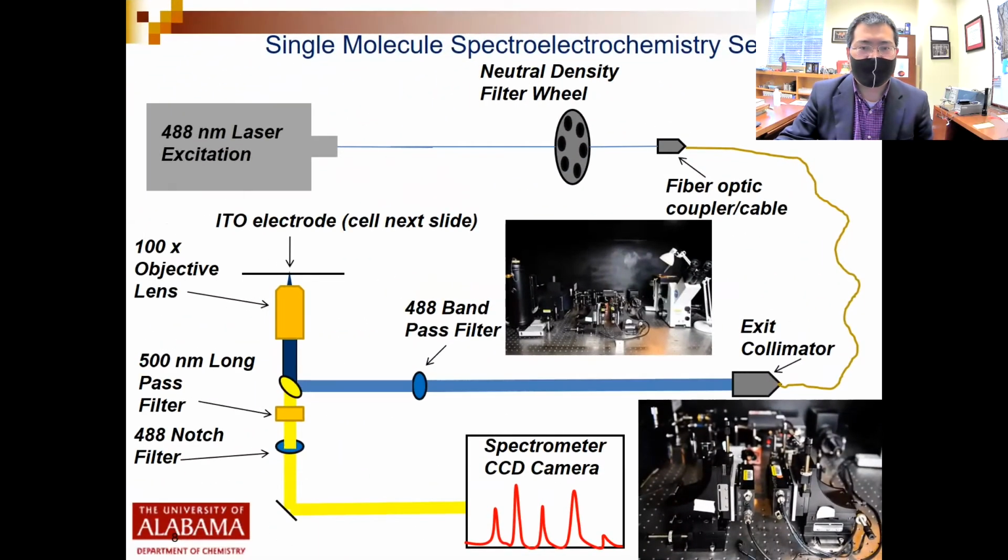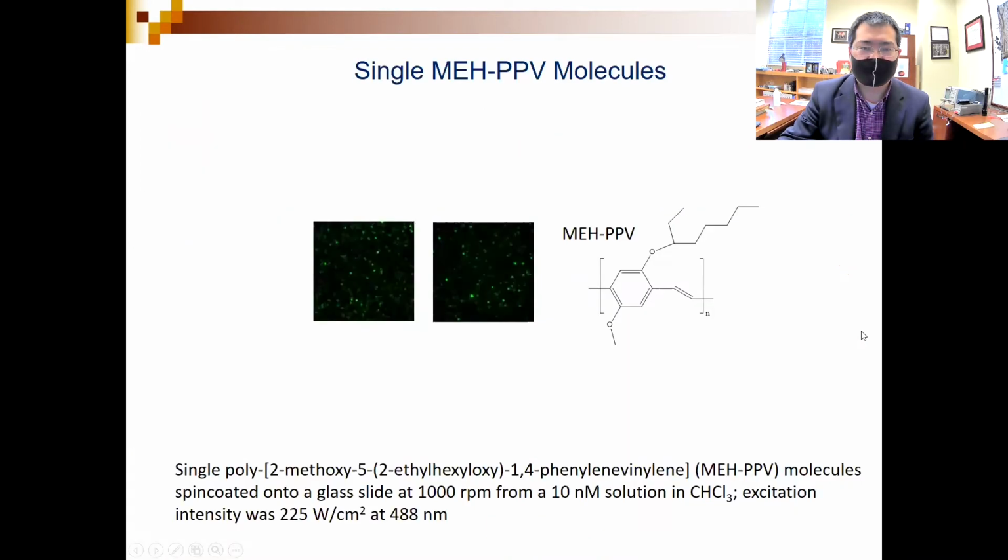The equipment in this direction that we're using involves a single molecule spectral electrochemistry setup capable of imaging individual molecule fluorescence with laser spectroscopy technique, and this can be easily coupled to an electrochemistry setup so that you can study their interfacial charge transfer dynamics. Shown here are two images.